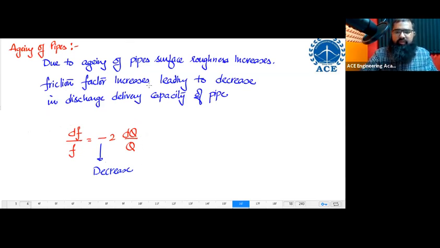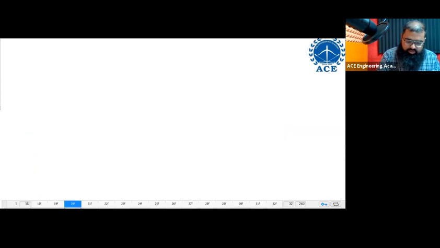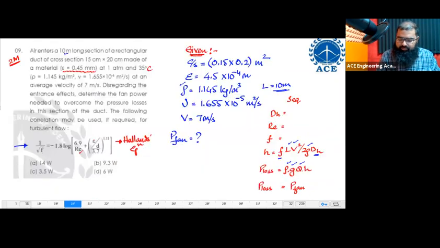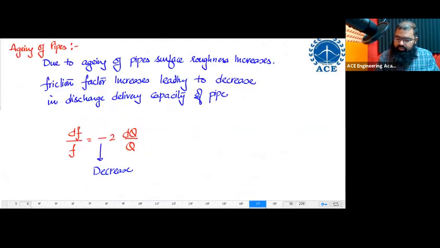Okay, with this, we complete the chapter on turbulent flow. The chapter on turbulent flow is finished. Over here, I have the slide for Moody's diagram. One second, let me delete this slide. After Moody's diagram slide, I have the slide for this particular question. One second. Yeah, this is the particular slide, aging of pipes.